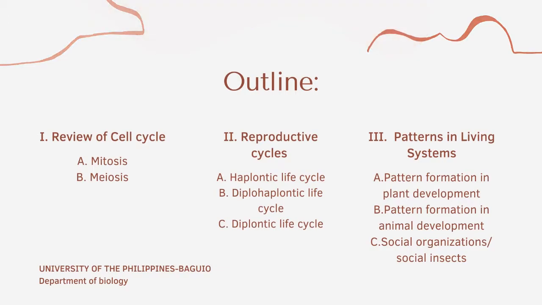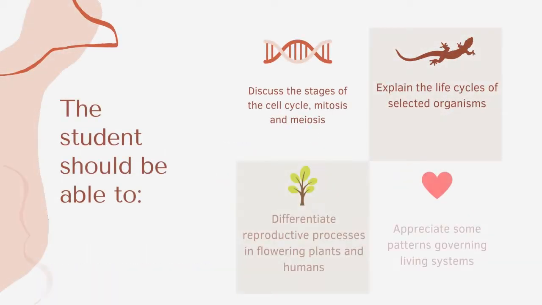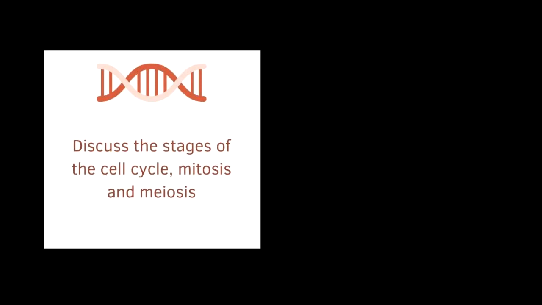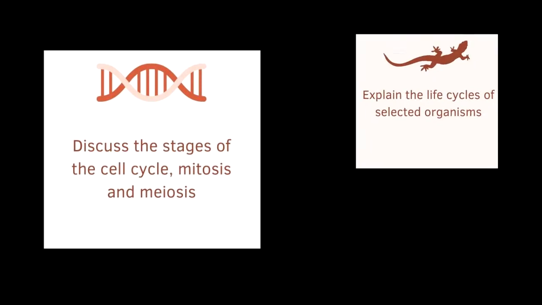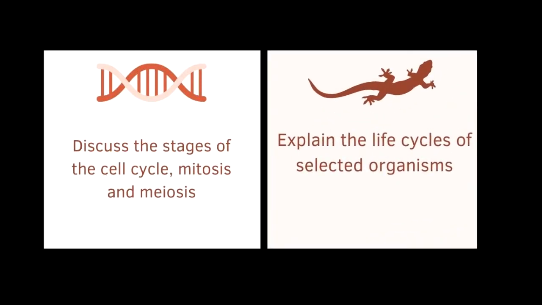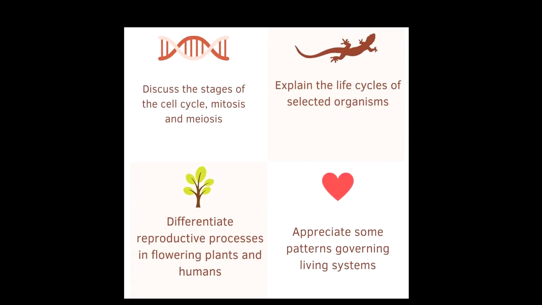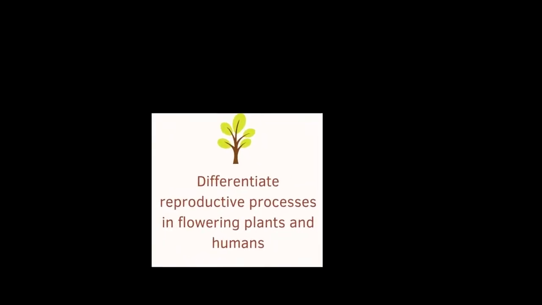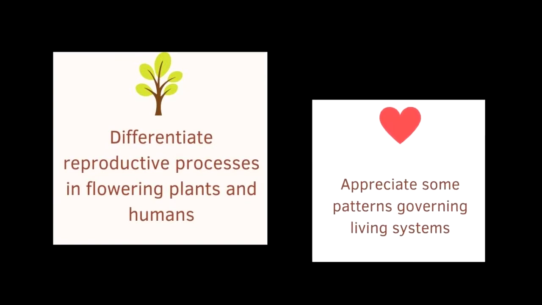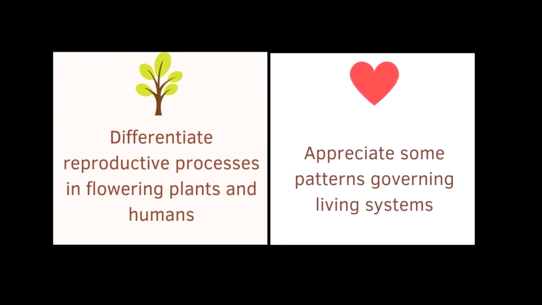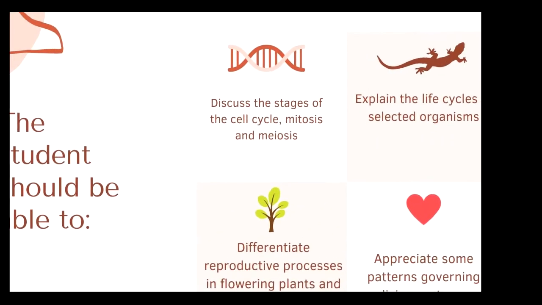At the end of this presentation, you should be able to first discuss the stages of the cell cycle, specifically in mitosis and meiosis. The second one, you should be able to explain the life cycles of selected organisms. The third is to differentiate reproductive processes in flowering plants and humans. And lastly, to appreciate some patterns governing the living systems, specifically the reproductive cycles of organisms.